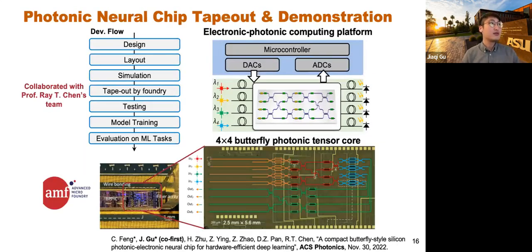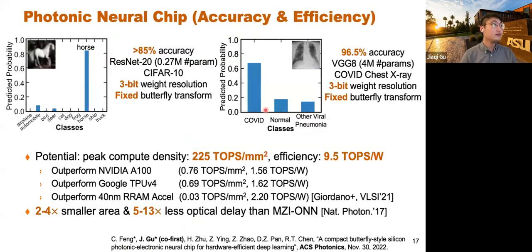So to experimentally demonstrate the usage, we taped out those circuits using the advanced microfoundry in Singapore. You can see we have a 4x4 photonic tensor core, and we have this microcontroller. Through DAC, you can program the circuits for tensor computation using multiple wavelengths, and we read out the signal back to the electrical domain through ADC, and then the microcontroller can do some post-processing. Basically, a large neural network can be partitioned into several chunks and sequentially mapped to those tensor cores.